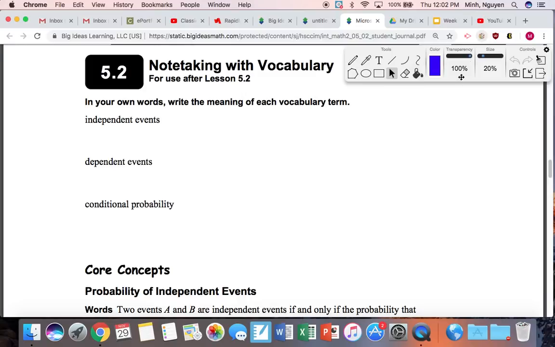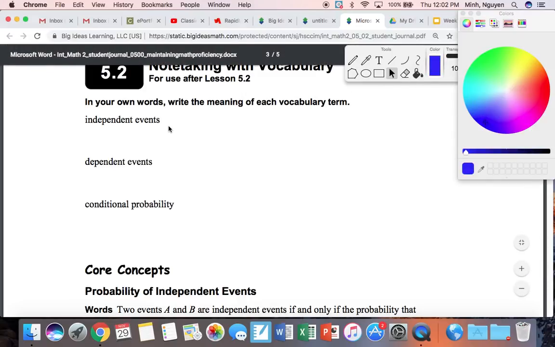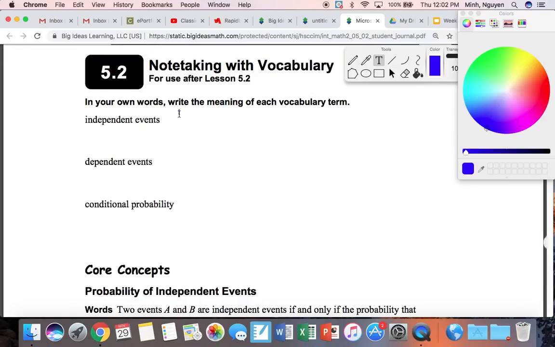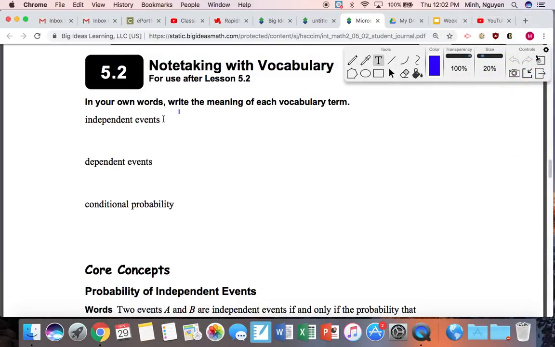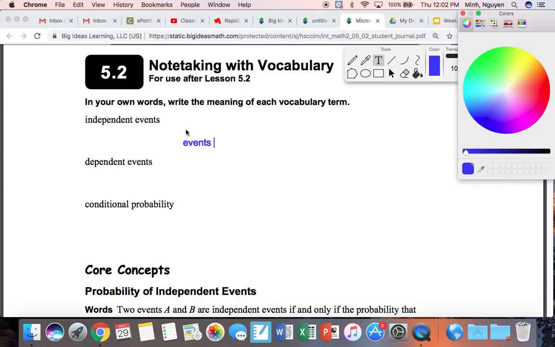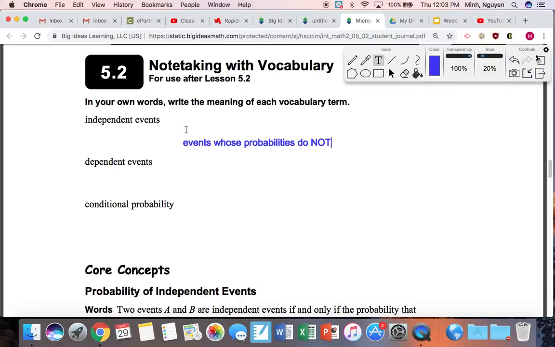So independent events are events that pretty much are completely separate, or they don't impact each other. Events whose probabilities do not impact each other.